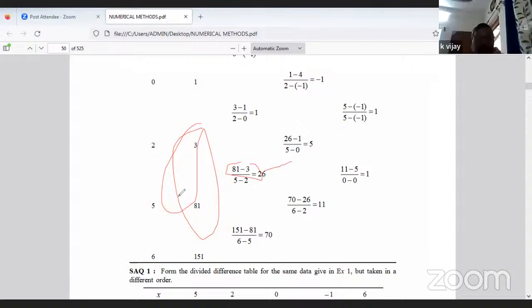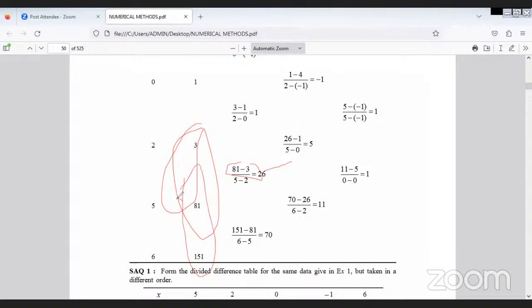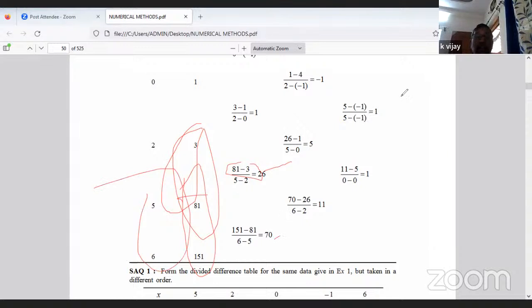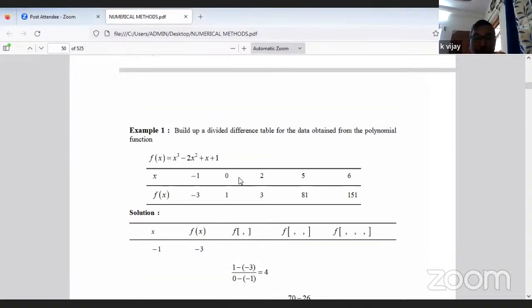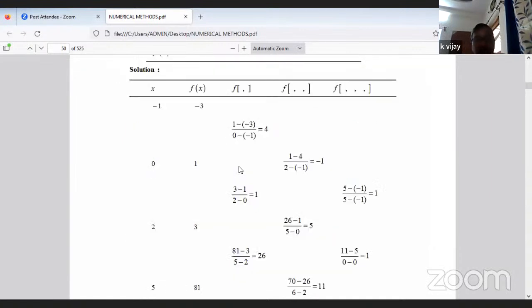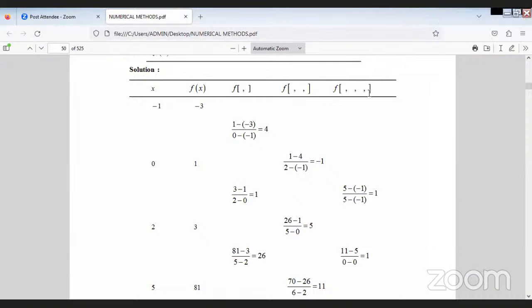Then 6 I am taking here. 151 minus 81 by 70. 6 minus 5... sir, 70. Is it correct? Yes, sir. Accordingly, we are taking the values from the numerator part, the f of x values, that is the y function. In the denominator we are taking the x function. Am I correct? Yes, sir.